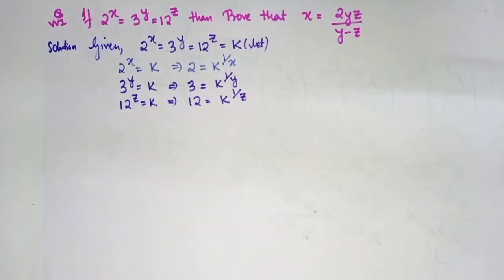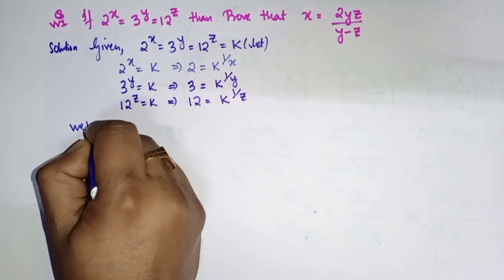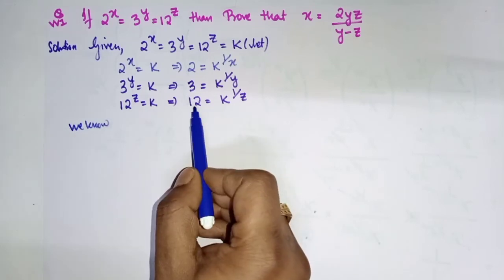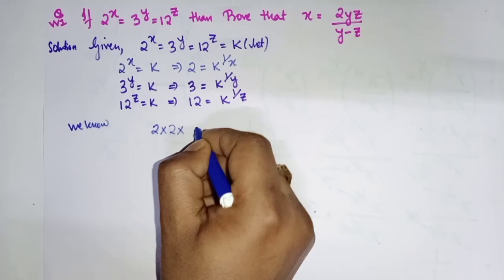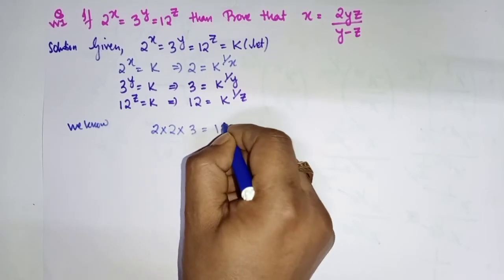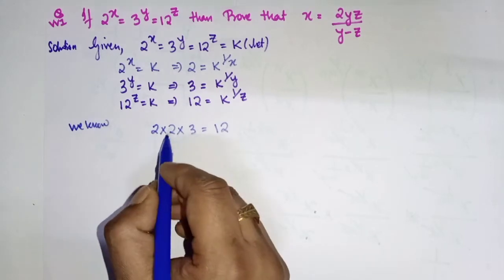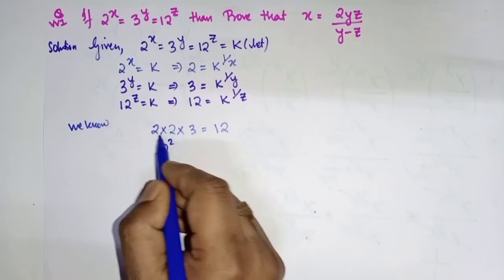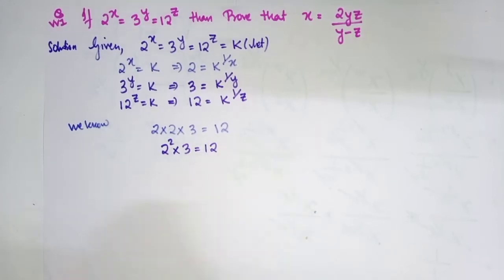Now what can I do? Can I write like this? We have to make 12, and 12 is the largest one. So can I write 2 into 2 into 3 is equal to 12? Yes or no? 2 into 2, can I write it as 2 square, because two 2s are there, into 3 is equal to 12.